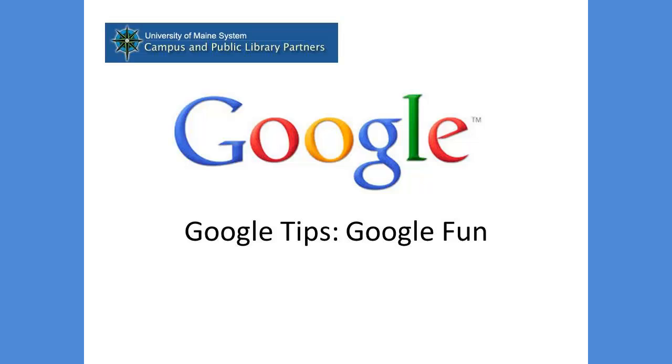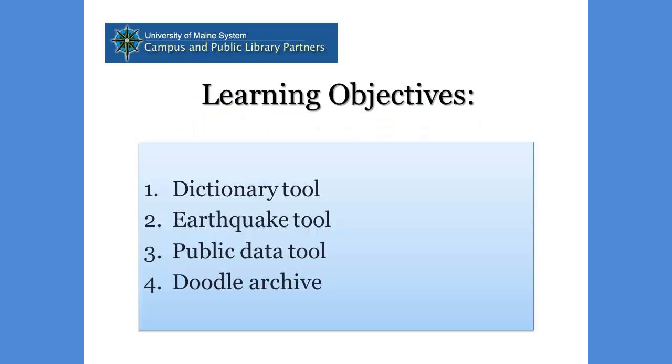This tutorial is one in a series by the Ursus Libraries to help our patrons use our library resources more easily and efficiently. If you're watching this tutorial, you probably already know how to use Google. This tutorial will highlight some hidden Google features that are useful and fun. The tips I will focus on today will be the dictionary tool, the earthquake tool, the public data tool, and the Doodles archive. I will quickly discuss and show an example of each tool.